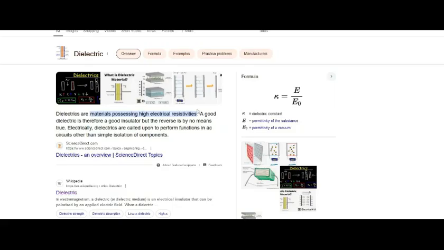So here we just have this snippet that dielectrics have high electrical resistance. A good dielectric is therefore a good insulator, but if you're doing the Venn diagram sort of thing, the reverse is by no means true, that a good insulator is necessarily a good dielectric. And while we're at it, we have this nice little simple diagram of the dielectric constant, I guess that's kappa, which is the relative permittivity of the substance over the permittivity of a vacuum.